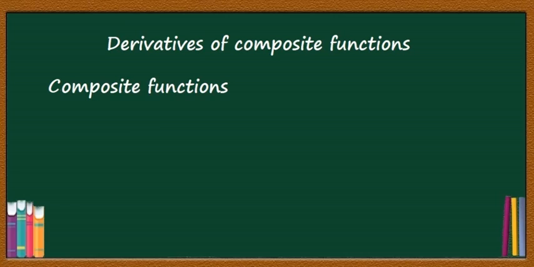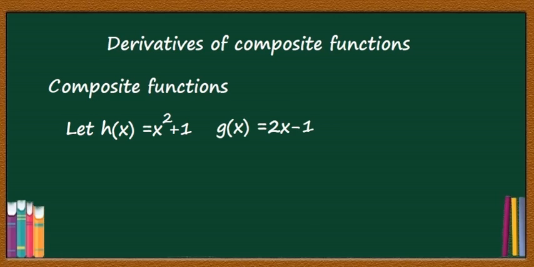For example, you take this function, that is h of x is equal to x square plus 1, and this is an algebraic function. I will take only two categories of function, that is algebraic or polynomial function and trigonometric functions, because we know the derivatives of only two kinds of function yet. And let us take another function g of x, that's equal to 2x minus 1. Here both of them are algebraic functions or polynomial functions. Now let us find g composite h of x.